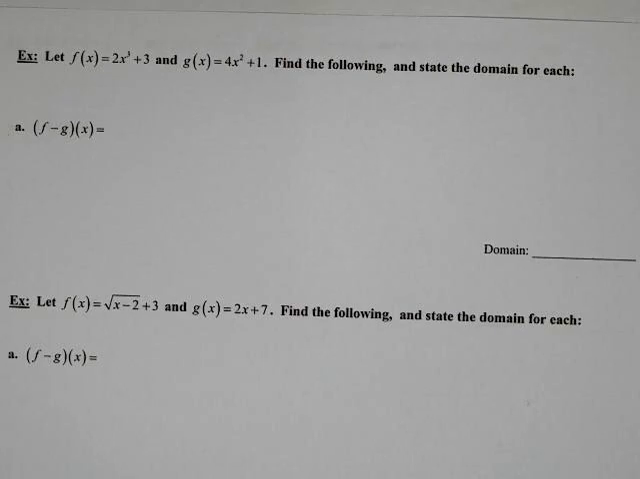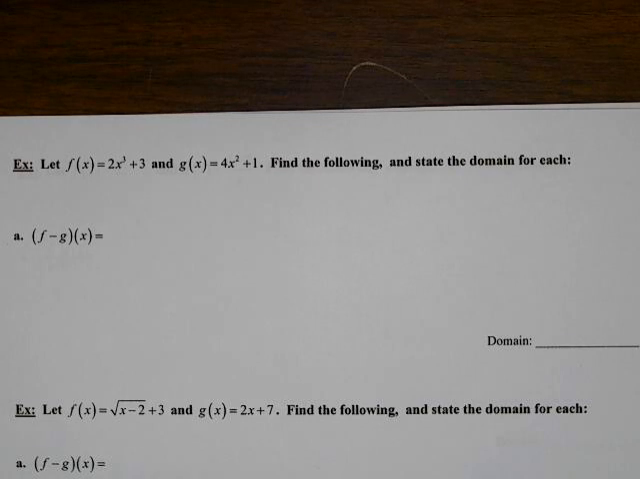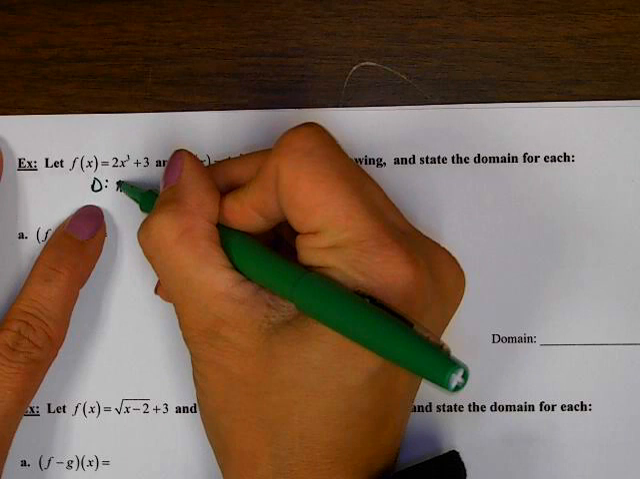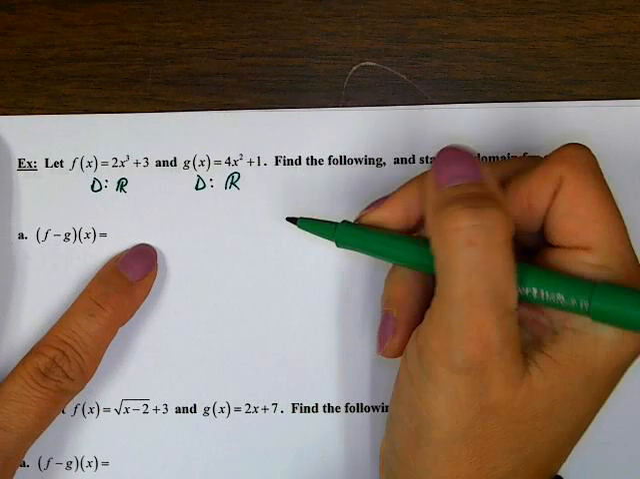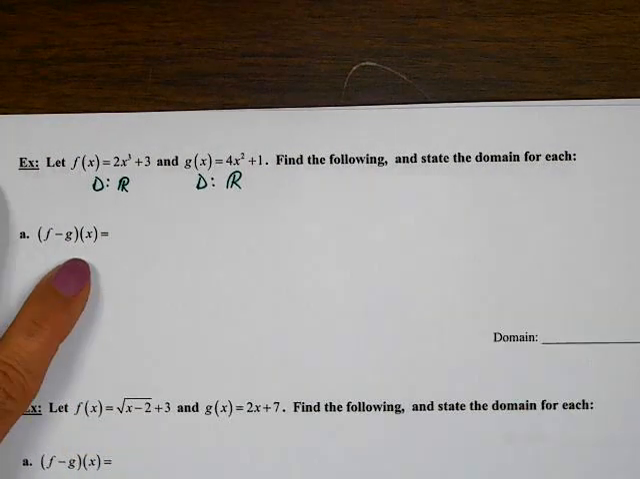More operations. Here's an f of x, and here's a g of x. I'm going to write the domains. I like to do that. The domain for f is all reals. The domain for g is also all reals. Okay, so they want me to do f minus g of x.